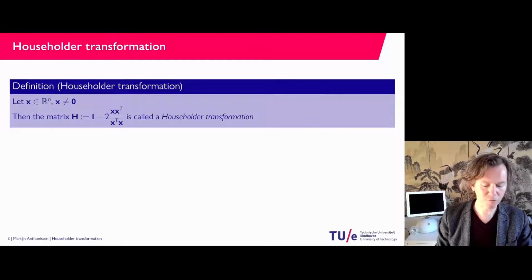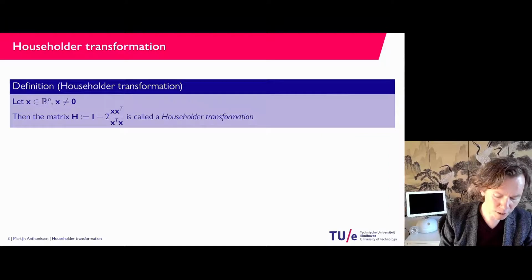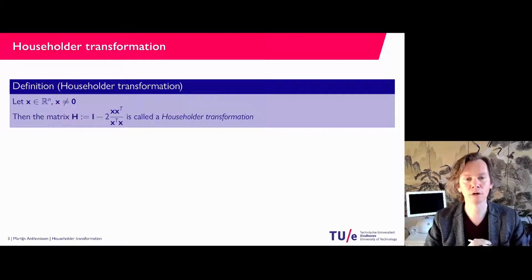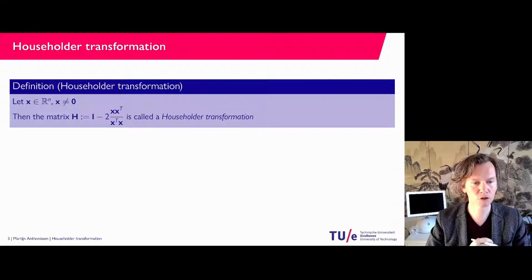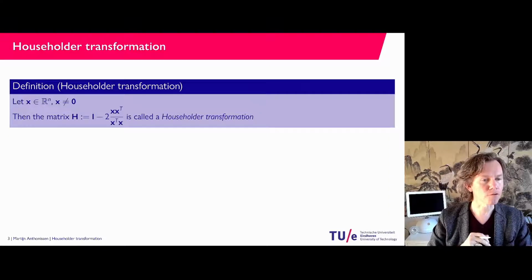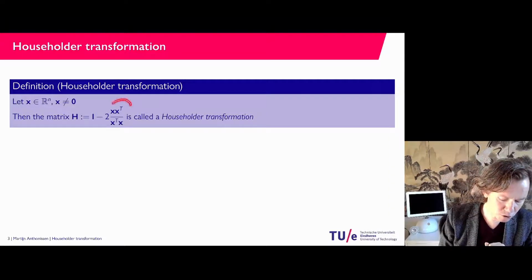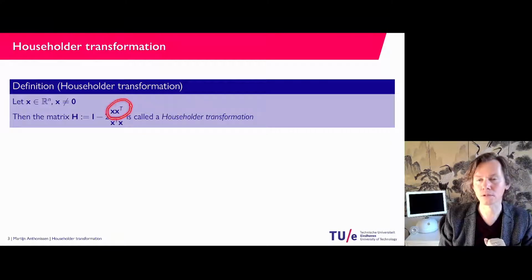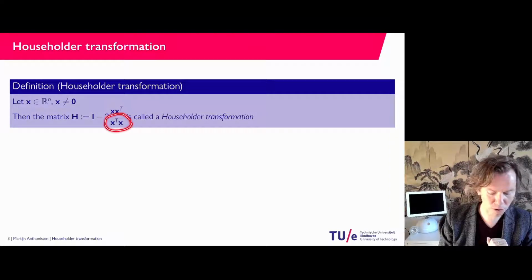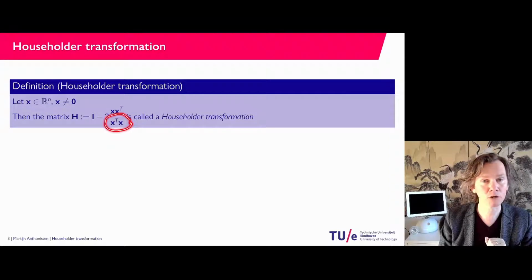So first of all, the definition. If you take a non-zero vector x, and if you form this matrix here, so H is the identity matrix minus 2 times x x transpose over x transpose x, that is a householder transformation. Look carefully here. x is a column vector, which means that if you do x times x transpose, you build an n times n matrix. And in the denominator we have x transpose x, that is a number. That is basically the length of x squared, the 2 norm.